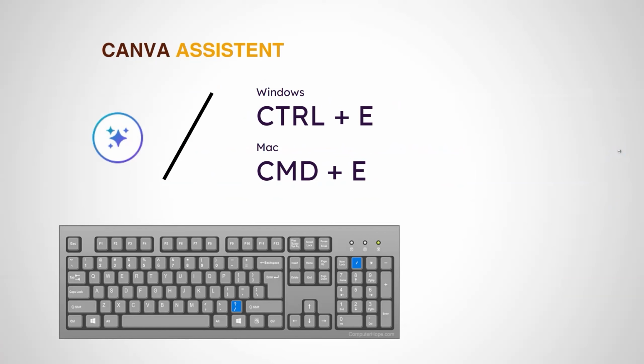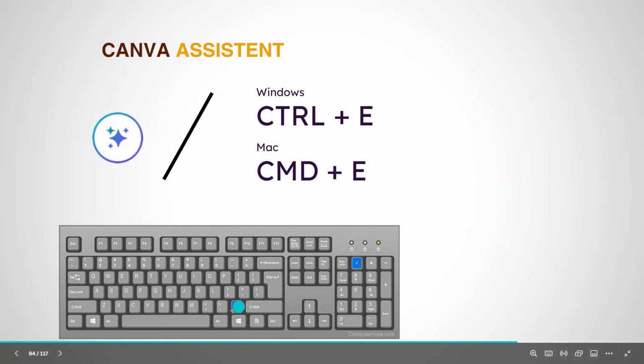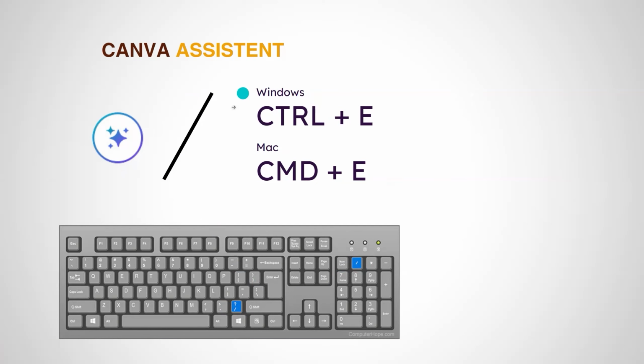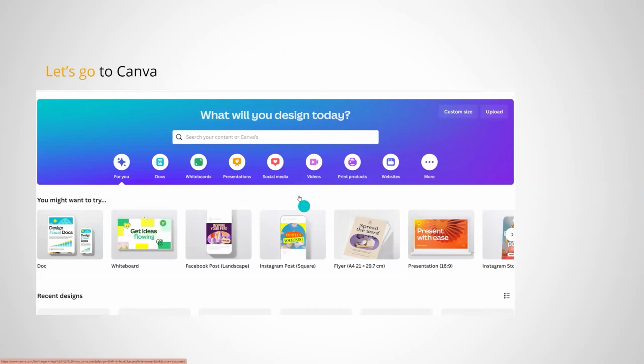How can we find the Magic Assistant? There are 3 ways. We can click the Canva Assistant button. Alternatively, you can press / on your keyboard. Here, you find it here. Or you can click Ctrl+E or Command+E on your keyboard. Let's go back to Canva and try it out.